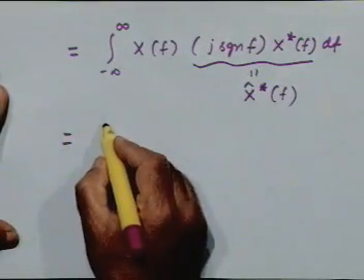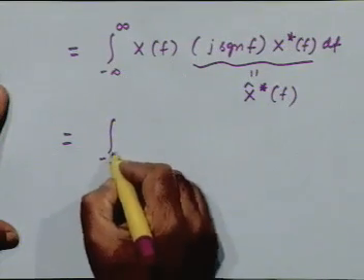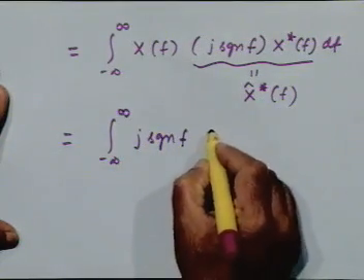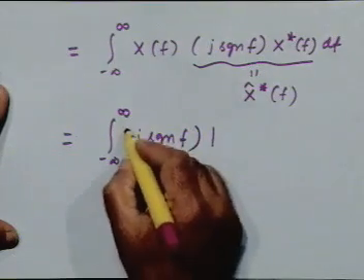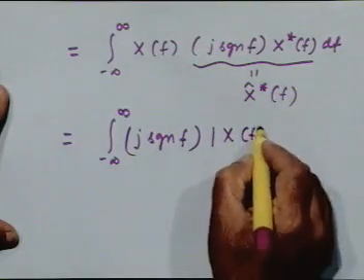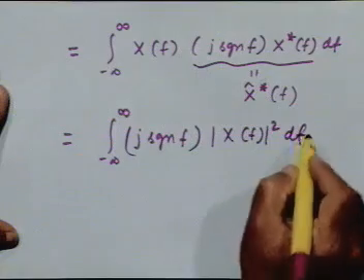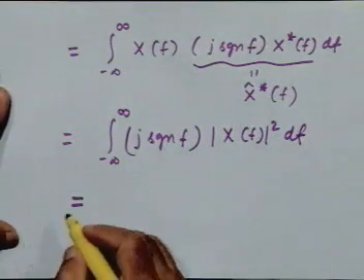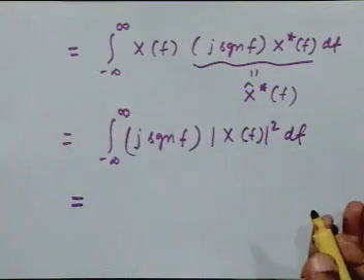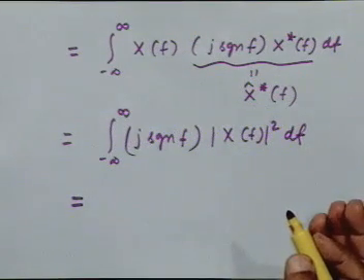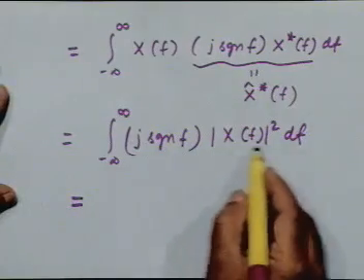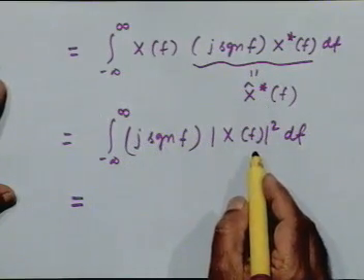This is equal to the integral of signum f times mod of X(f) squared df, and this is equal to... what is the value of this integral? Is it obviously 0? What kind of a function do you have inside the integral? It's an odd function of f.